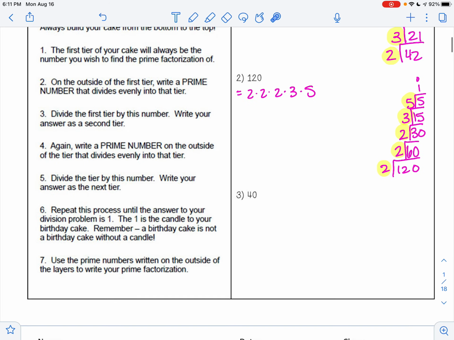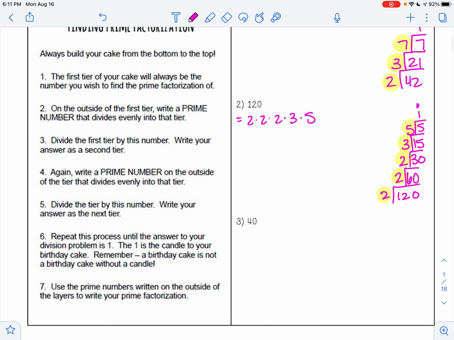Let's try this again with the number 40. So 40 is going to be the base of my cake. The smallest prime number that goes into 40 is 2. 2 goes into 40 20 times. The smallest prime number that goes into 20 is 2. 2 goes into 20 10 times. The smallest prime number that goes into 10 is 2. 2 goes into 10 5 times.